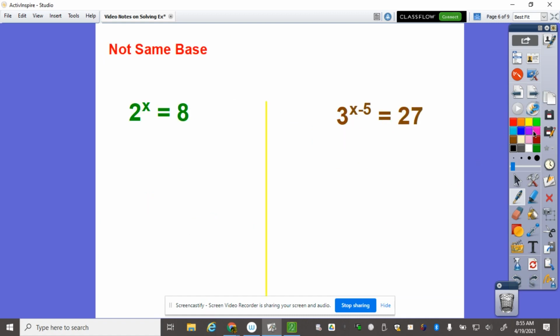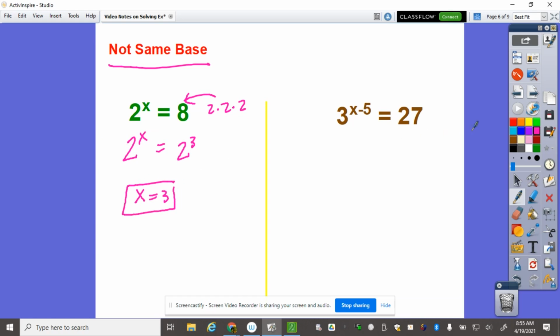So what if their bases are not the same? Like here, 2 to the x equals 8. I know that 8 can be written as 2 to the third power because 2 times 2 times 2 is equal to 8, right? So now they have the same base. I can focus myself on the exponents, so therefore x equals 3.